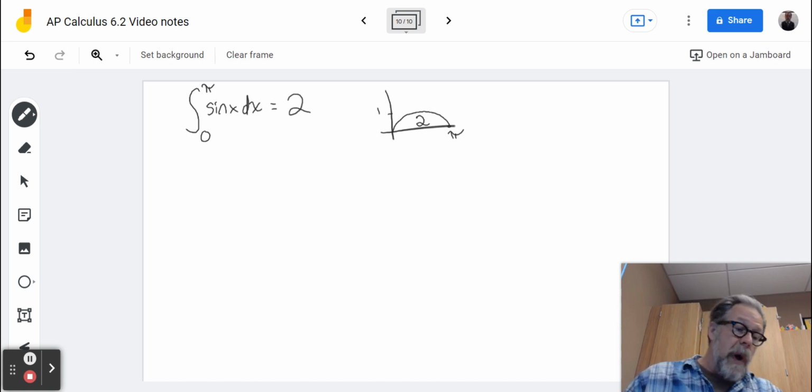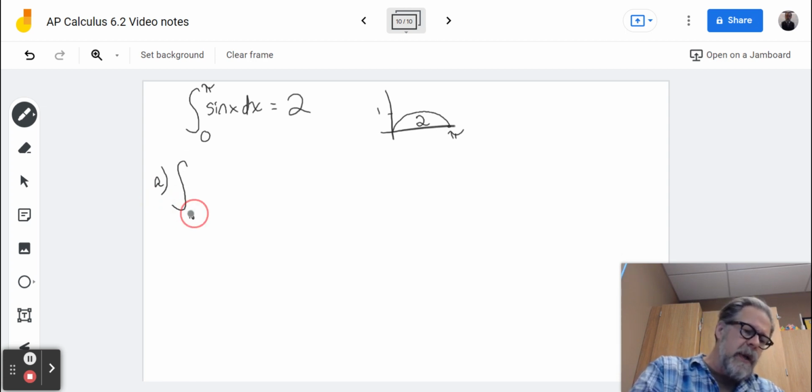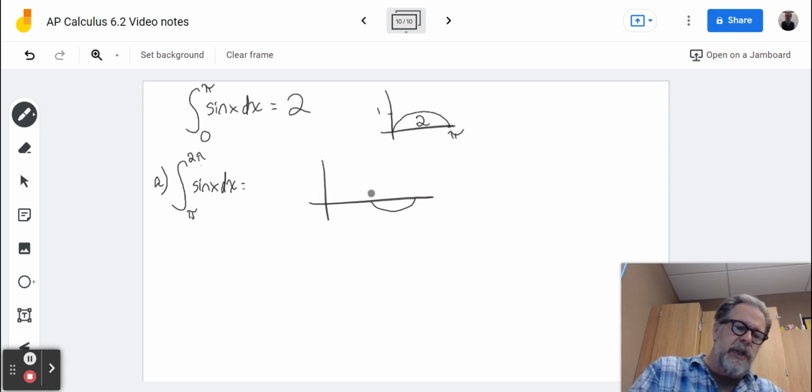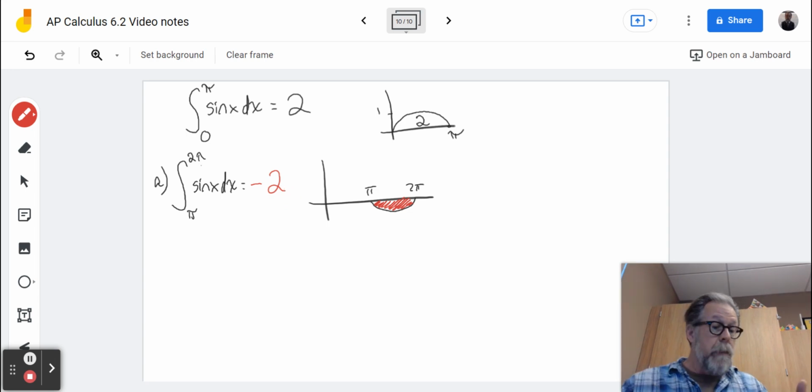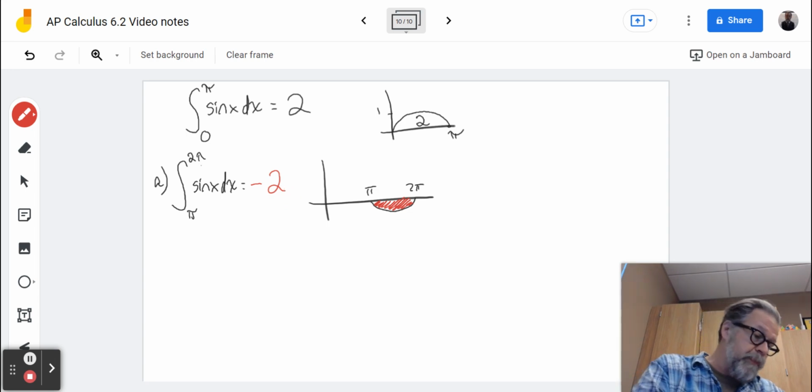So, what happens if we transform this sine of x function? First of all, let's look at the integral from pi to 2 pi. Well, we know that that's this chunk of the graph, and we're talking about this area down here, and therefore this must be equal to negative 2. It's the exact same size, but it's on the bottom instead of on the top.